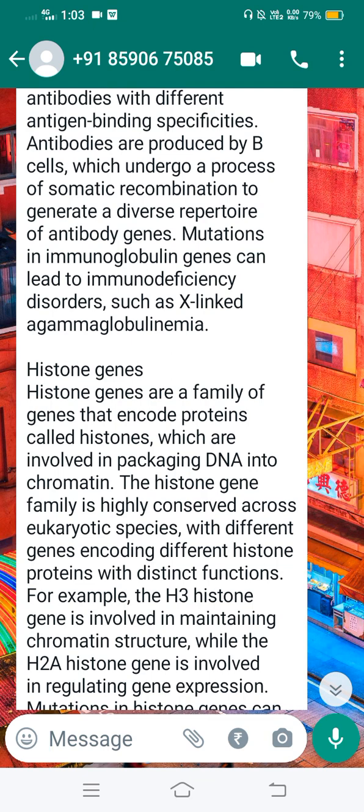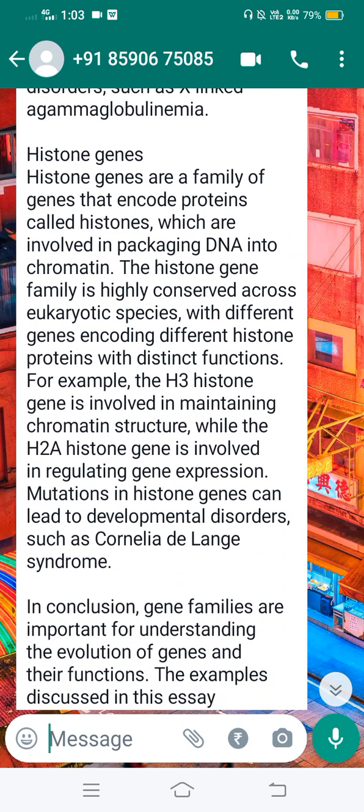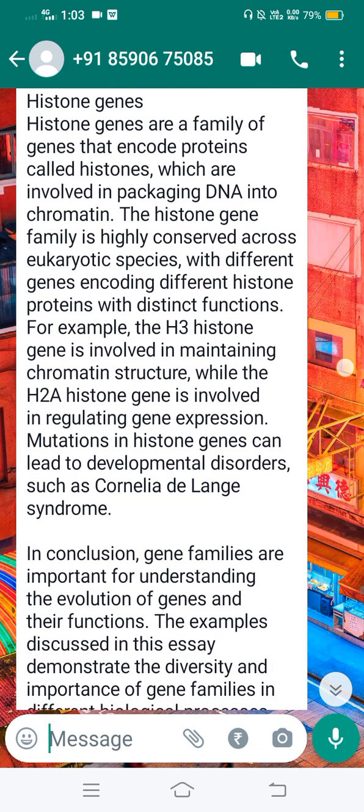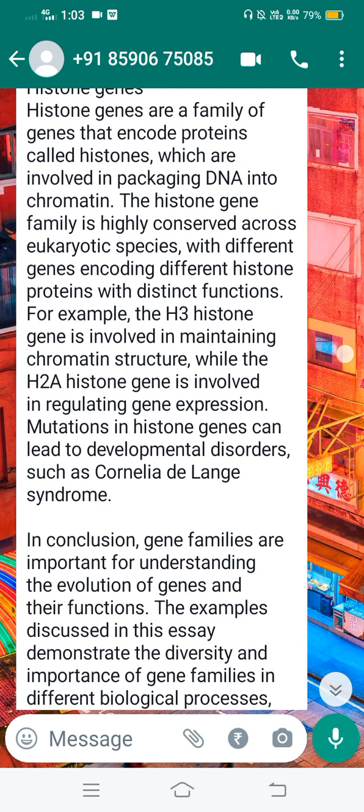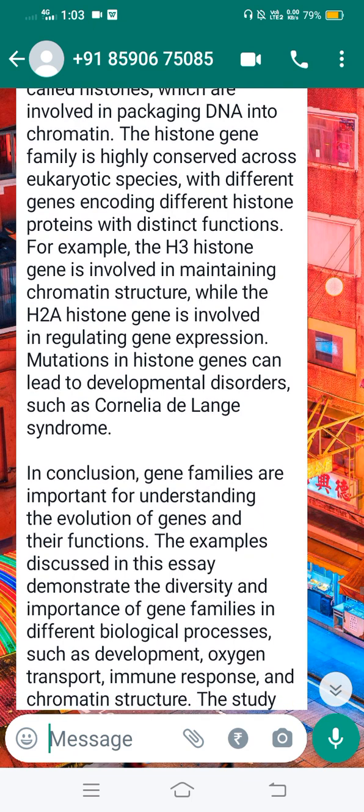Mutations in immunoglobulin genes can lead to immunodeficiency disorders such as X-linked gamma globulinemia. Histone genes. Histone genes are a family of genes that encode proteins called histones, which are involved in packaging DNA into chromatin. The histone gene family is highly conserved across eukaryotic species, with different genes encoding different histone proteins with distinct functions. For example, the H3 histone gene is involved in maintaining chromatin structure, while the H2A histone gene is involved in regulating gene expression.